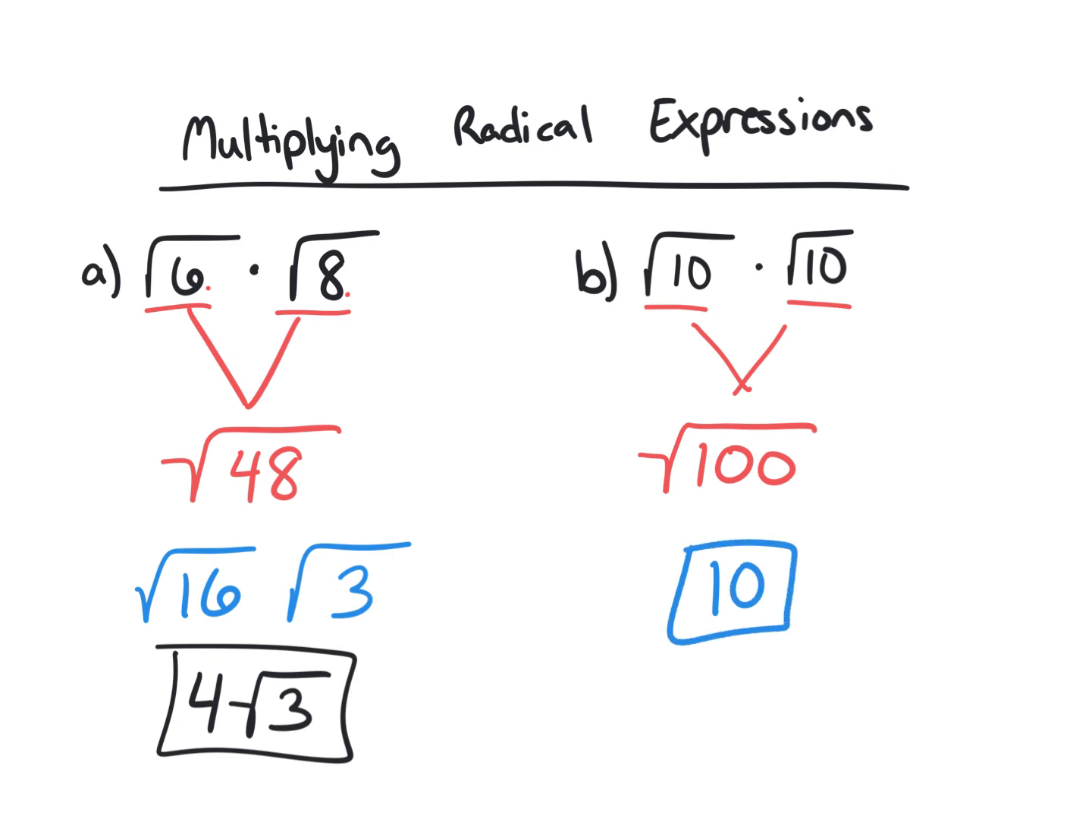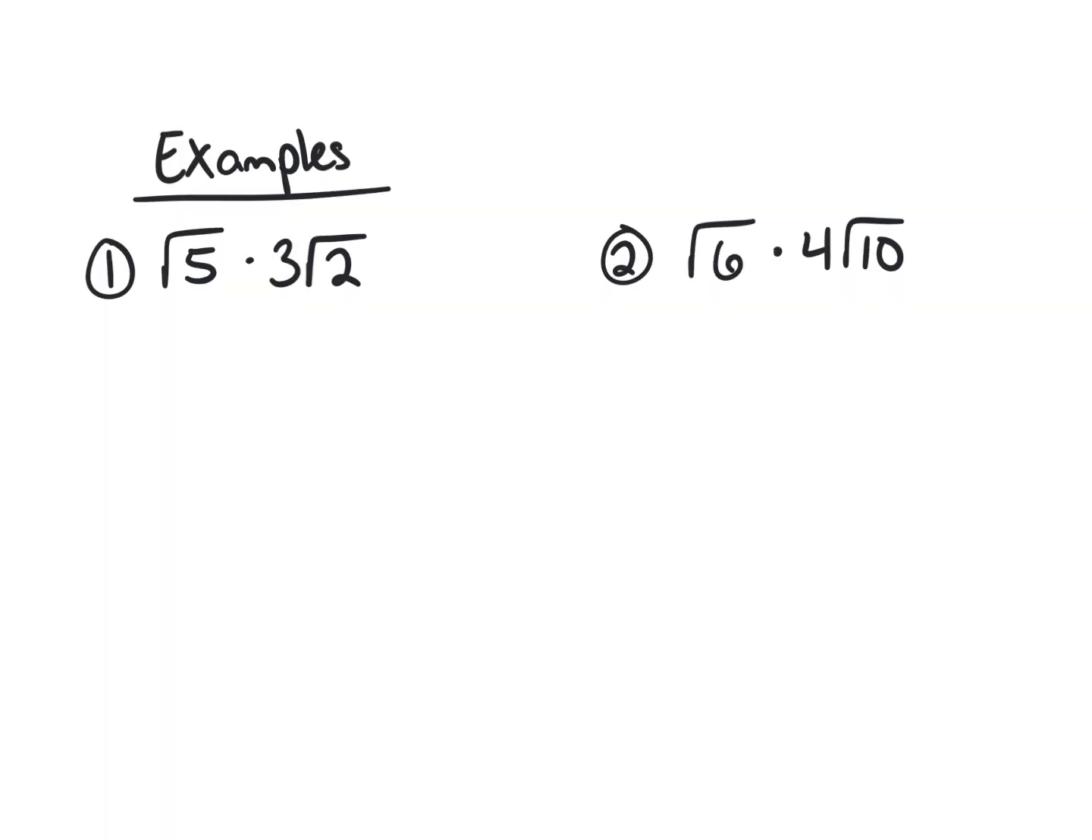Okay. There's a little trick here. If you multiply the same radical times itself, you're going to be left with the number on the inside. And there's a little trick for you. And that will come in handy later. Okay. But, of course, you can go through the whole thing and then realize that too. Okay. So, let's look at a couple more examples.